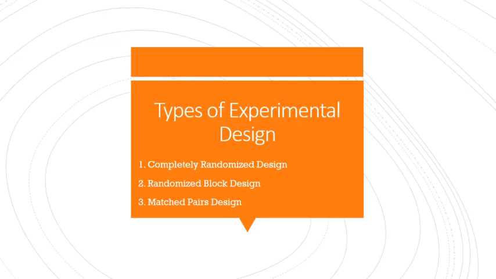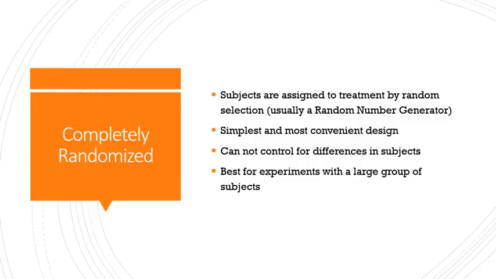There's different ways that you can design experiments to get those 3 things. We're going to talk about 3 of them: completely random, randomized block, and match pairs. Okay, so completely random is exactly what it sounds like. All of the subjects are put together. We usually number them and use a random number generator to randomly assign them to our different treatment groups. Okay, this is the simplest, the most convenient, but we can't control for differences in our subjects.